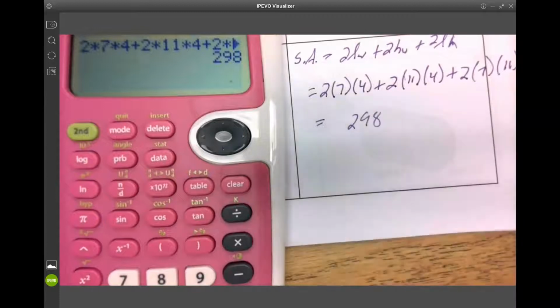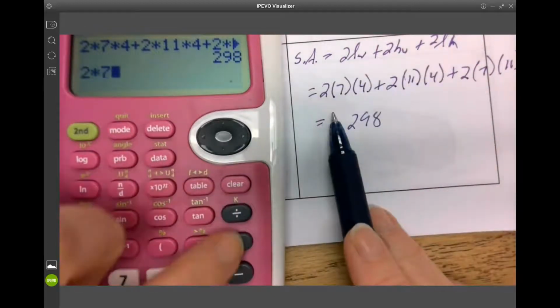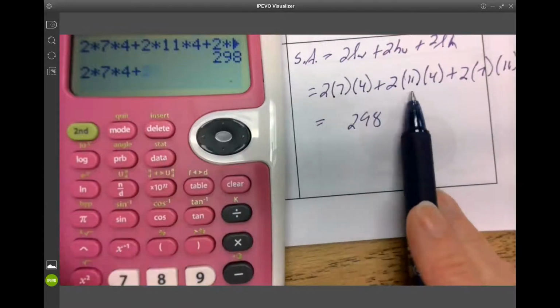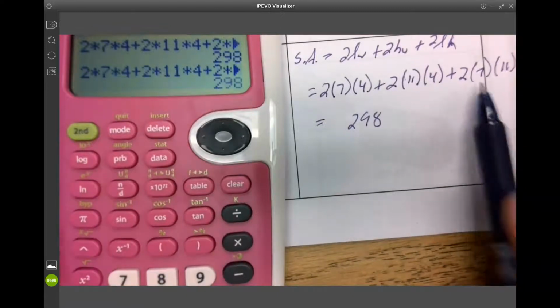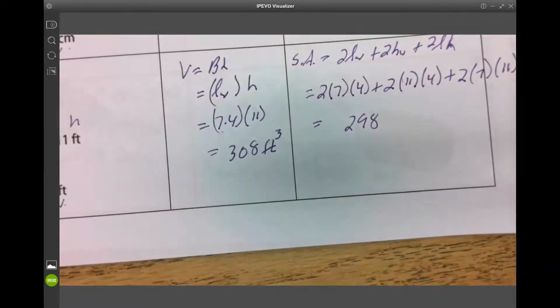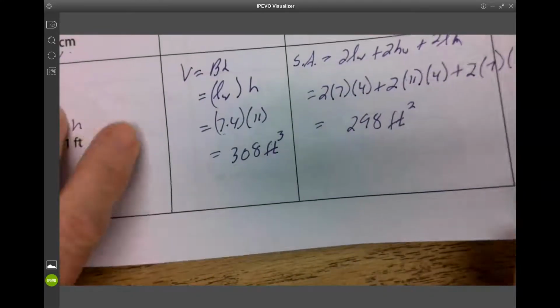Now, because I did everything on the calculator, I'm going to do it twice. So I take 2 times 7 times 4 plus 2 times 11 times 4 plus 2 times 7 times 11 equals 298. I got it twice. I'm good to go. And that's feet squared because I'm in area.